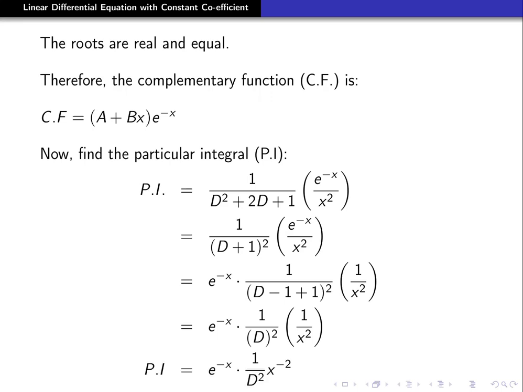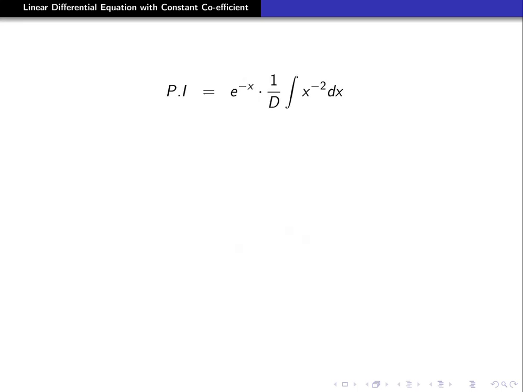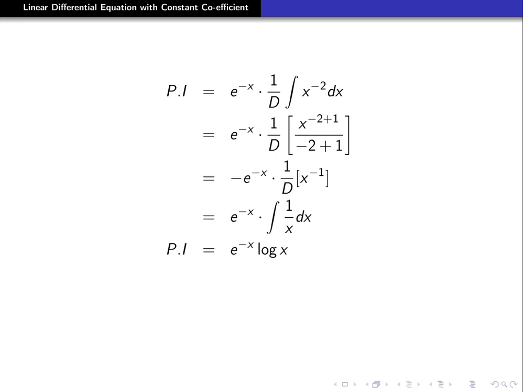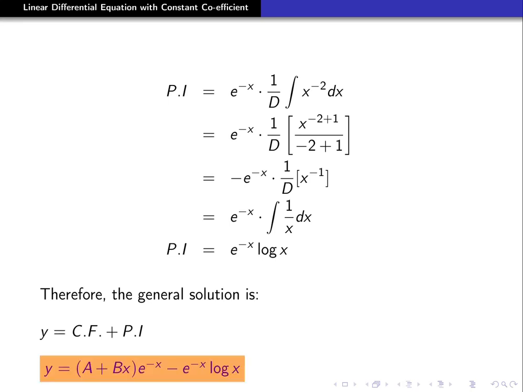So therefore, e power minus x into 1 by D square into x power minus 2. Bring this x square to the numerator, and we will get x power minus 2. Therefore, we integrate once and we will get this. Next, we integrate a second time and we will get this, which is the particular integral. So therefore, the general solution is y equal to complementary function plus particular integral, which is this.